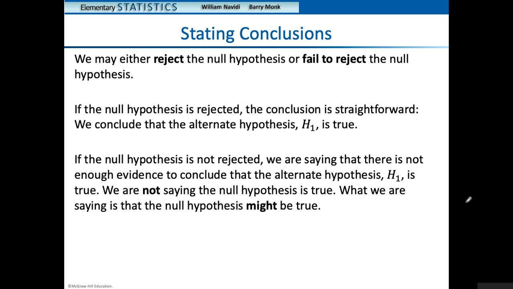So that's why when we don't reject the null hypothesis, that doesn't necessarily mean there's overwhelming evidence that the null hypothesis is true. It just means there is not enough evidence to justify rejecting it. And we would leave our conclusion as that.